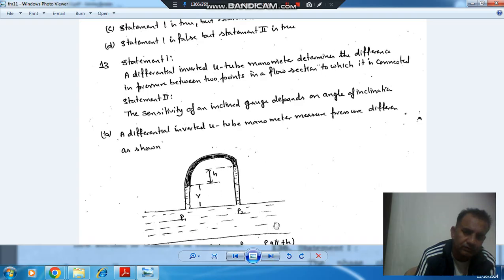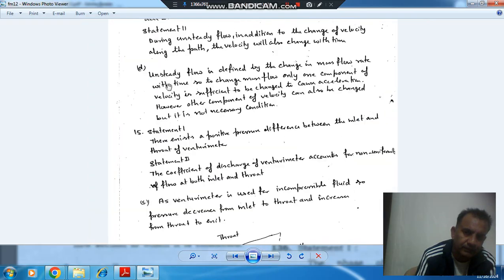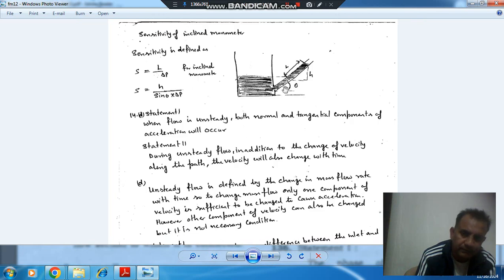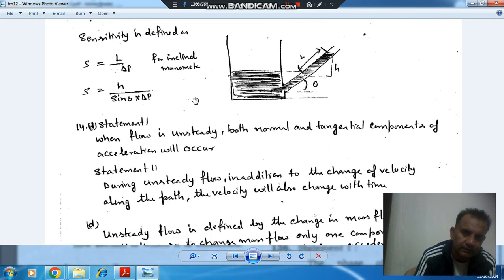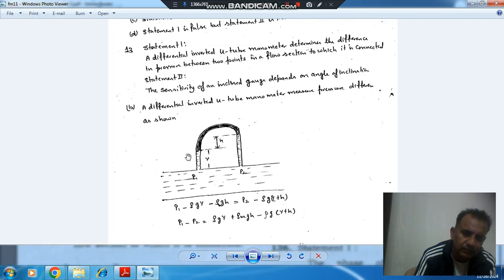The second statement is about the sensitivity of an inclined manometer. So this is your inclined manometer, and this is the length L. Suppose the pressure difference between this point and this point is delta P. Then sensitivity is defined as L by delta P, and L can be written as h by sin theta. So sensitivity is dependent upon this angle, sin theta. So the second statement is also true: the sensitivity of an inclined gauge depends on the angle of inclination. So that is also true.